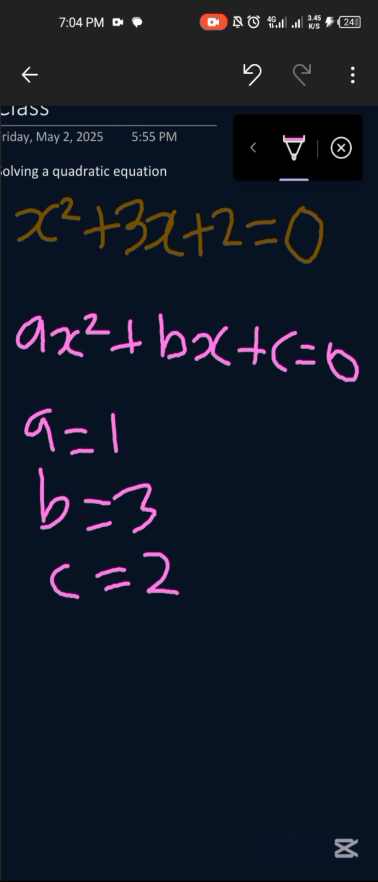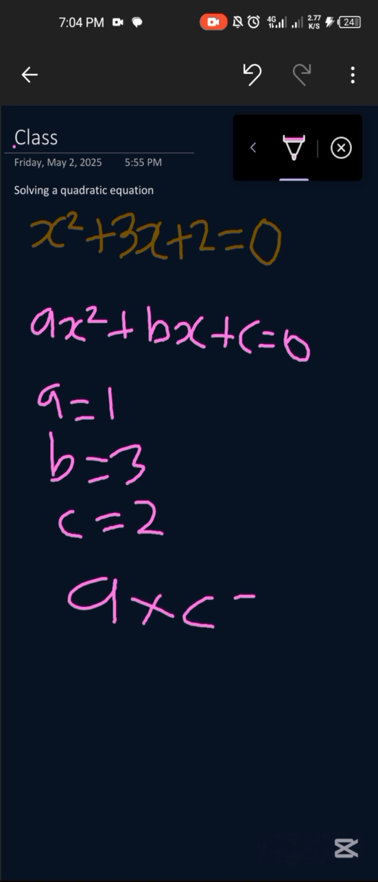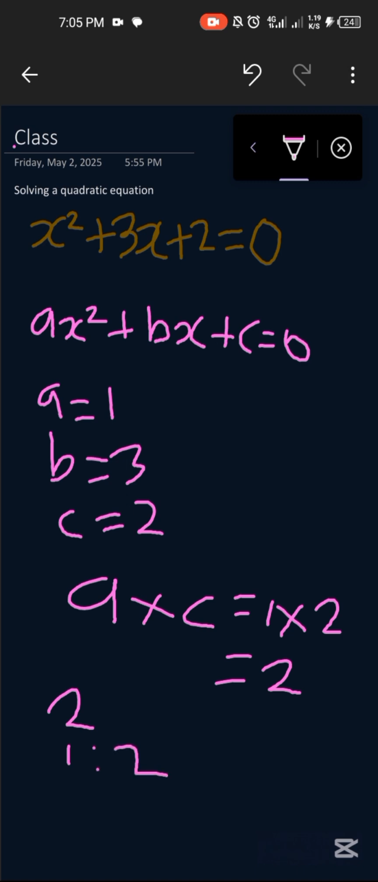So now, if we have taken note of this, in solving this equation we are going to be using a and c. Understand? So firstly, we are going to get a times c. So a times c here is 1 times 2, which is equal to 2. Since we have gotten 2, we're going to be looking for the factors of 2. So factors of 2: we have 1 and 2, and that's basically it.